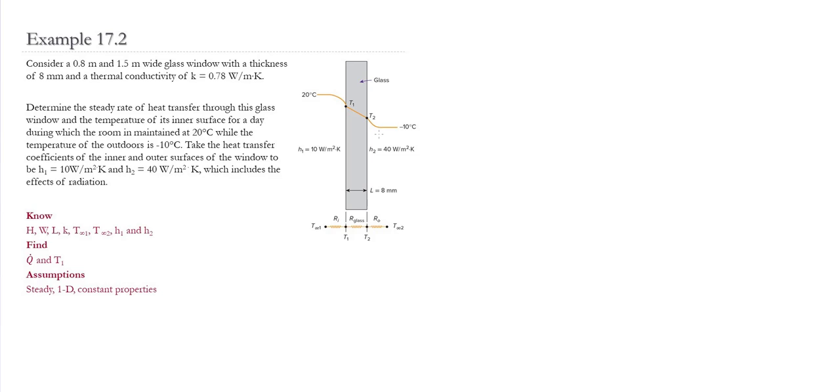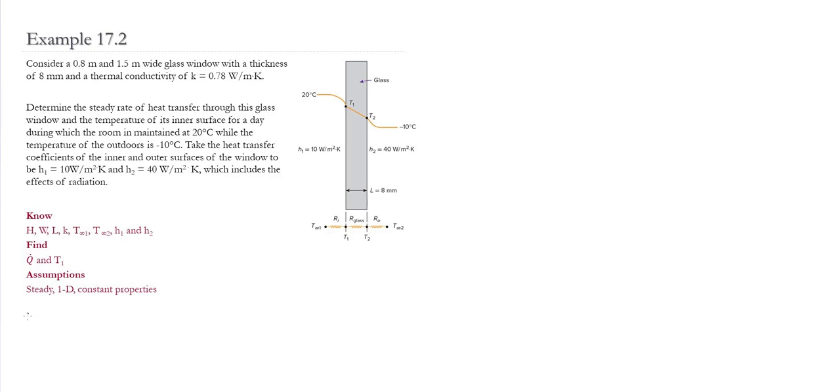In order to solve this problem, we're going to use thermal resistances. So we're going to use three thermal resistances. The first resistance is going to be a convection resistance that takes place between the inside of the room and the wall. There is going to be conduction that takes place inside of the glass, and then there is going to be convection from the wall to the outside temperature.